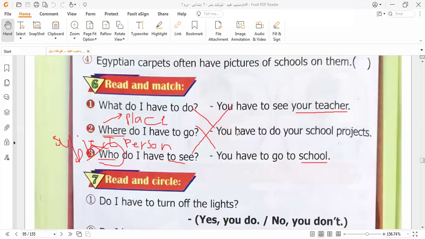What do I have to do? I have to do... I ask about what, I ask about task. Our task. Let's go to another one. Let's go to another task.